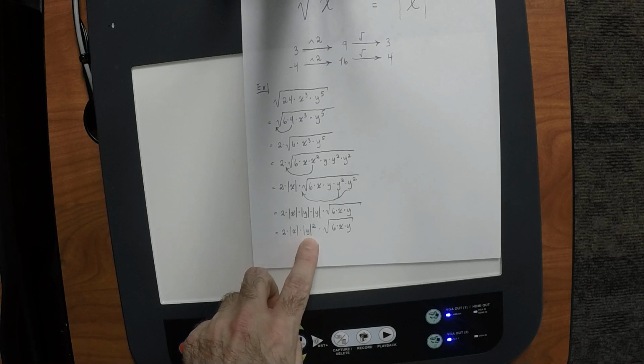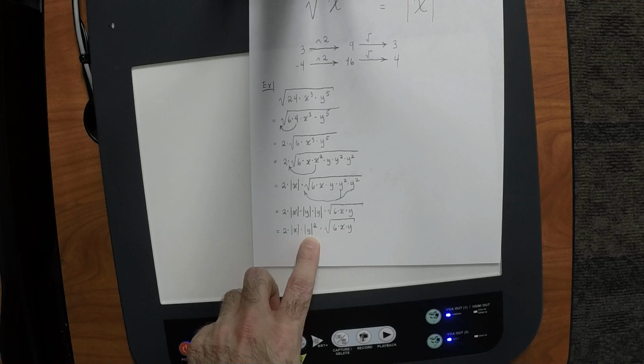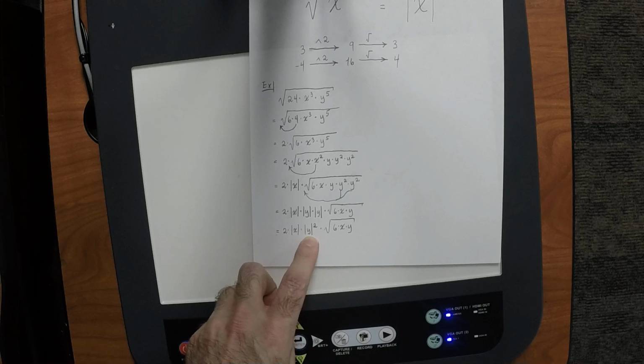Now, if it said y cubed, could we get rid of it? We couldn't get rid of it. What if it said y to the 4th? Yeah. Then it would work.